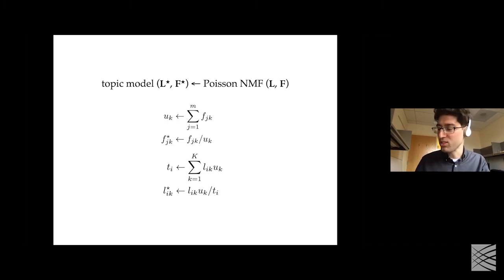Okay, so now to formalize this connection a little bit better. The idea here is that we have an L and an F for the topic model, and an L and an F for the Poisson NMF. And these are the expressions. They're quite simple. It's just a simple transformation involving sums and scaling. One thing to notice here is that if we start with the F from Poisson NMF, all we have to do is normalize the F, and we get the word frequencies for the topic model. And then for the topic proportions, it's a little bit more complicated.